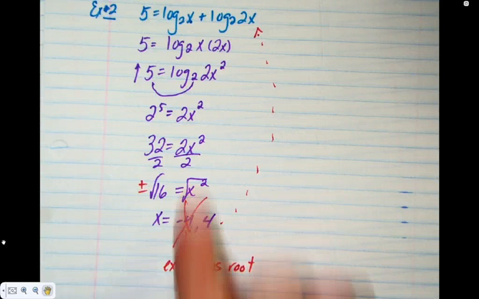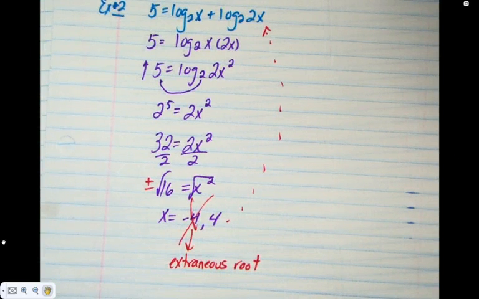Yes, if you were just to give me 4, I don't know, did you know there was -4 and you knew to cross it out? Or did you forget that when you take the square root, it's plus minus? How are we feeling so far?